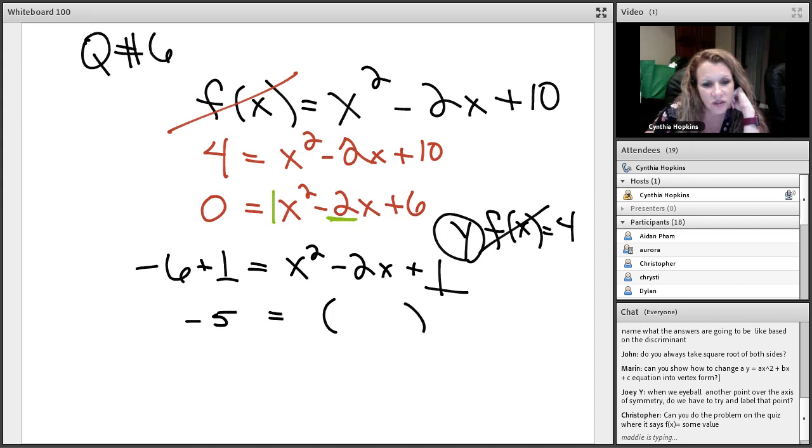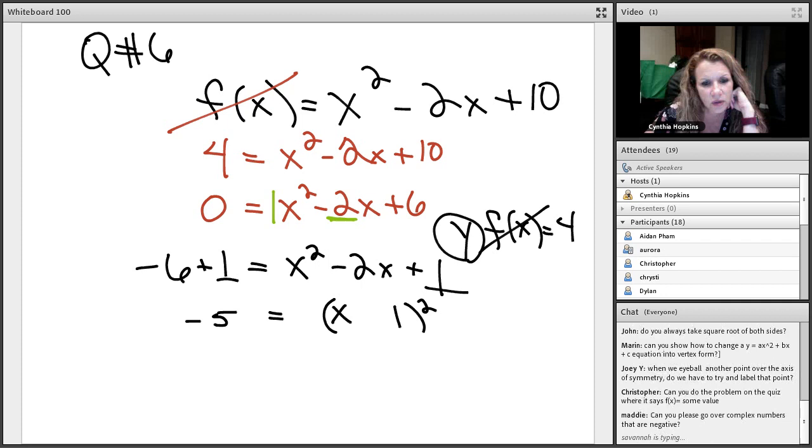And this factors just the way we talked about in the last one. It's a perfect square trinomial. So it factors into the square of a binomial, and you take the square root of the first term, the square root of the third term, and the sign of the middle term. So x minus 1, the quantity squared.